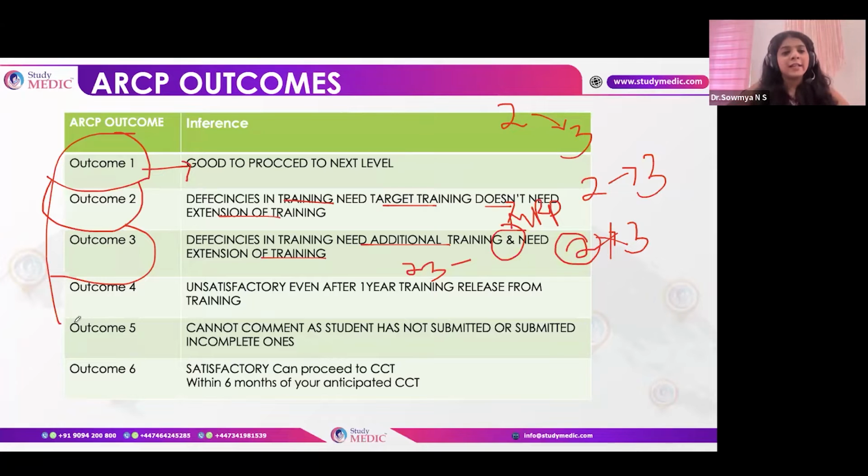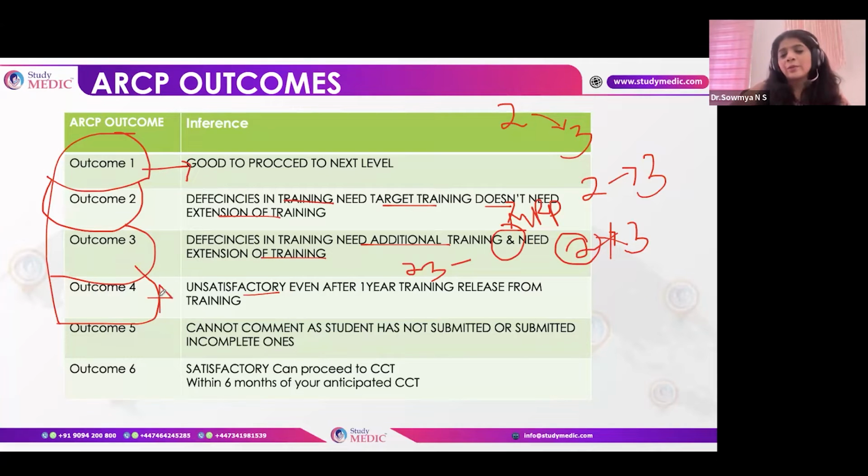Okay, fantastic. What is outcome 4? Outcome 4 is where you have trained and been given enough chances, but irrespective of the chances given with additional training, with the deficiencies identified and a chance given, this trainee is not up to the mark. It is still unsatisfactory.